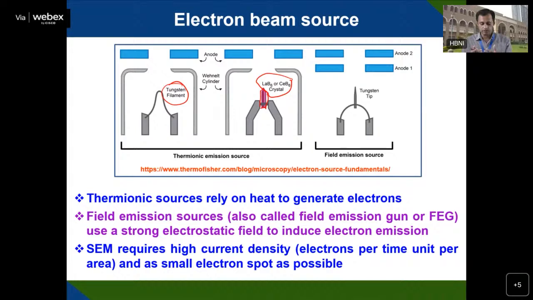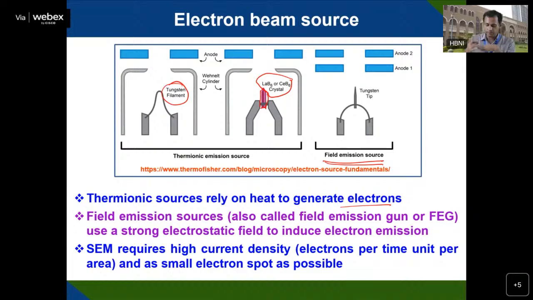That's why it's called thermionic emission. Or you can also use a field emission gun source. You have a cathode and an anode, so because of the potential difference, you are able to get the production of these electrons. The thermionic source mainly relies on heat to generate electrons, whereas the field emission source, also called FEG, field emission gun, uses a strong electrostatic field to induce electron emission.